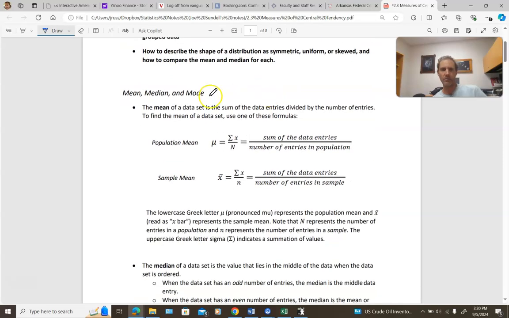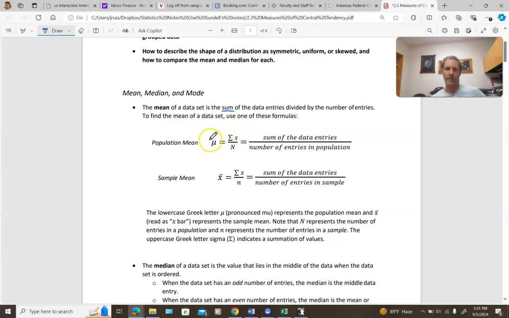So the first thing we'll talk about is the mean. As you can see here, it is the sum of all the data entries divided by the number of entries. Like I said, this is just a term that we use in statistics to refer to average. To find the mean of the data set, you can use either one of these formulas, depending on if your data represents a population or a sample.